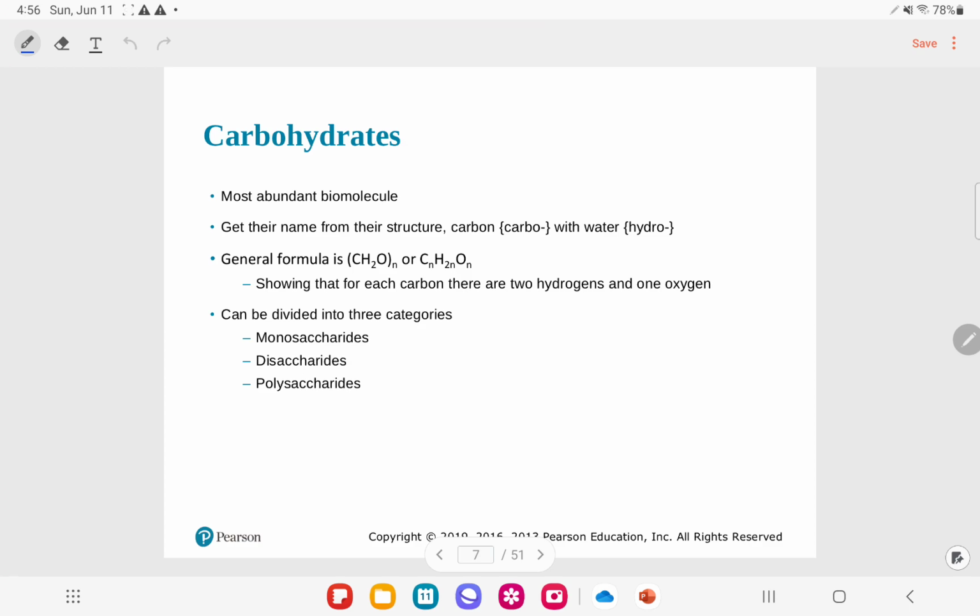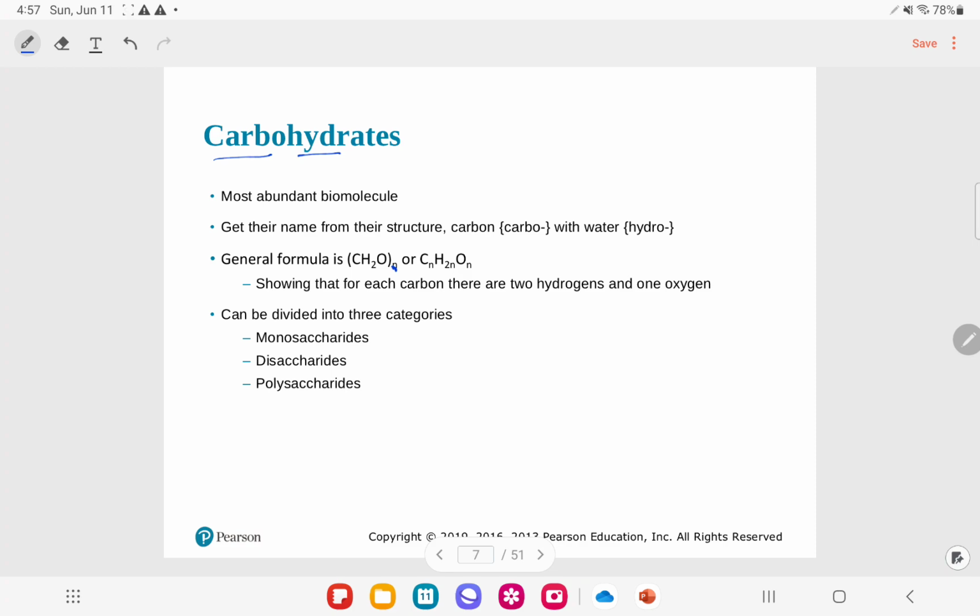So we talked about lipids, right? Carbohydrates are going to be the most abundant biomolecule. They get their name from their structure because they're made up of carbon and water, right? Carbohydrate, carbon and water. So their general formula is CH2O, and on the outside is the number of how many carbons, hydrogens, and oxygens are in this carbohydrate molecule, right? That general formula just shows that for each carbon, there are going to be 2 hydrogens and 1 oxygen, okay?